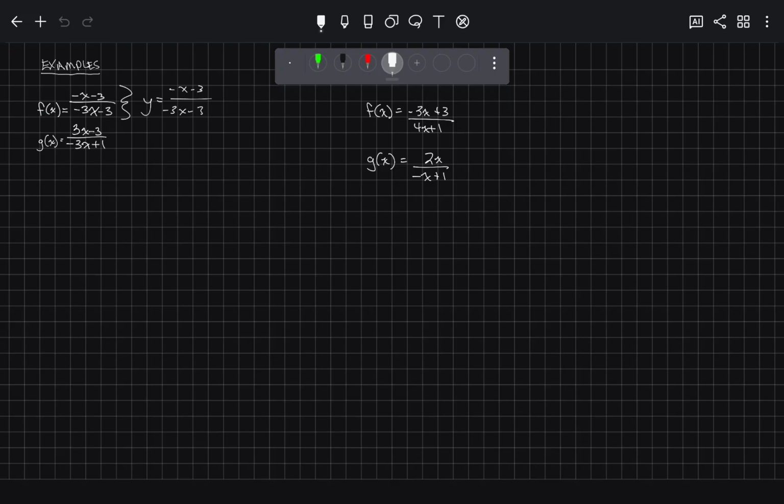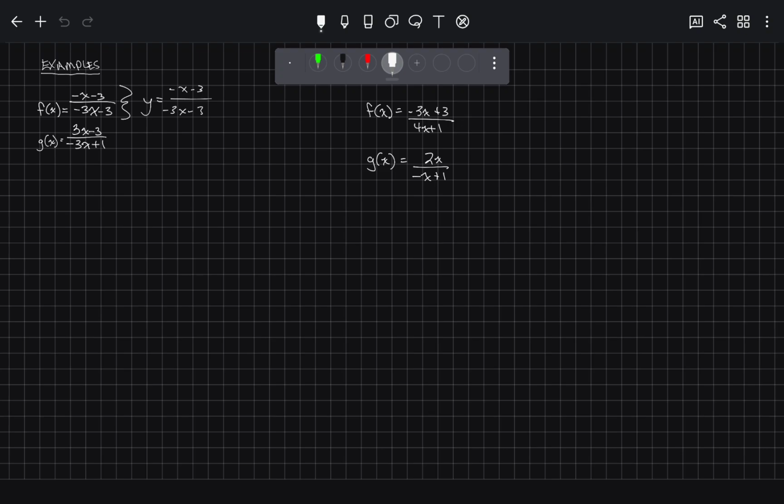We can take the longest route possible, which is we could sub f of x in for g of x, simplify that, find out what it equals. We could sub g of x in for f of x, solve that, see what it equals. If they both equal the same thing, then we know that they're inverses of each other. If we want to take a shorter route, we can just choose one of these functions, swap our x and y, and then start solving for y all over again.